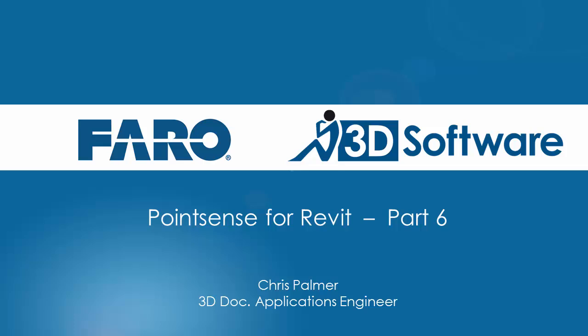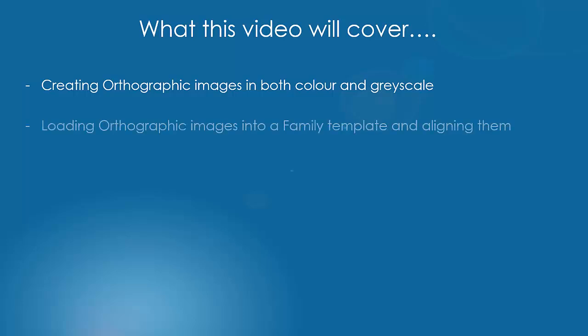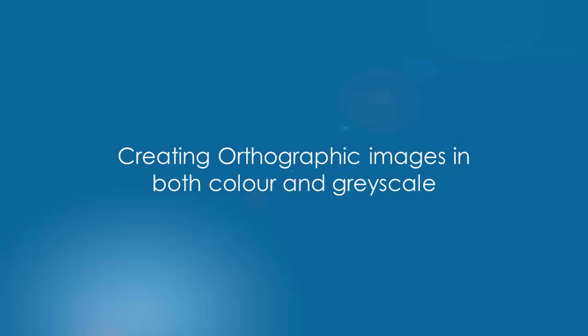Hi and welcome to part 6 of the Pointsense Revit tutorial series. In this video we're going to be specifically looking at creating orthographic images in both colour and grayscale, loading those orthographic images into a family template and aligning them, and then selecting an area of 3D points and loading that into a family template.